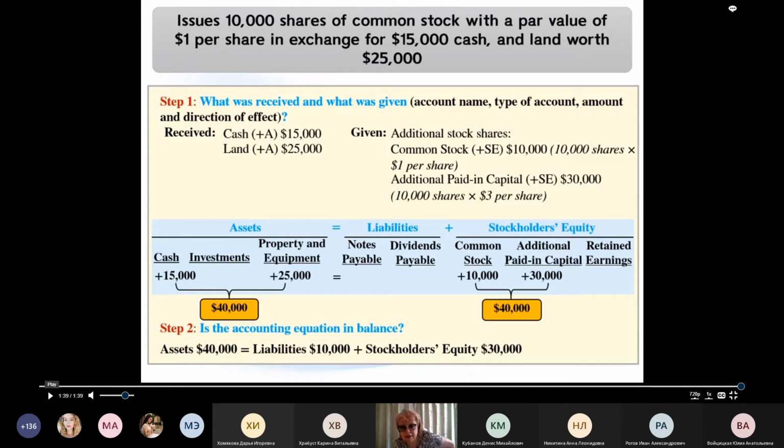Okay, so dear students, this is the case of how to treat it. First of all, follow the rules: identify what was received and what was given, identify the specific accounts, then the basic elements, and then the direction of effect, plus. After that, we should verify that we stay in balance. So we see that we have an increase in assets and an increase in liabilities and stockholders' equity. So the accounting equation is in balance after the transaction.